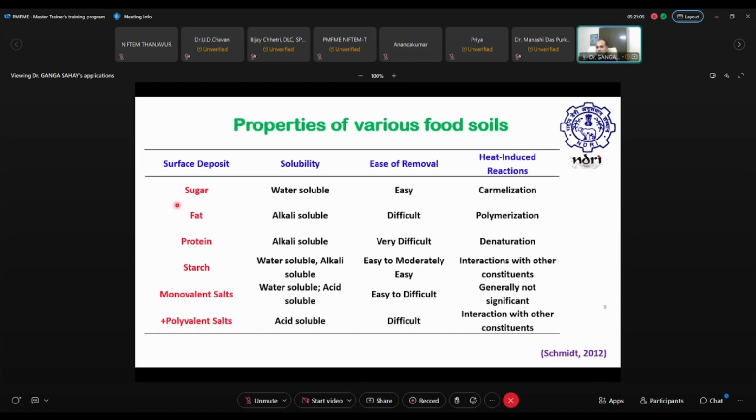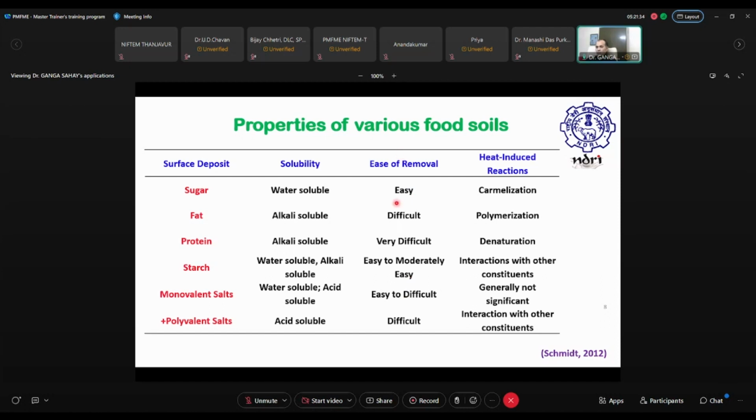These are the properties of various food soils. We have different types of deposits: sugar, fat, protein, starch, and monovalent and polyvalent salts. Here you can see their solubility: sugar is water soluble, fat is alkali soluble, protein is alkali soluble. Likewise, you can see how easily they can be removed. Sugar can be removed easily, fat is very difficult, and protein is very difficult. This is when we are dealing with cleaning without application of any heat.